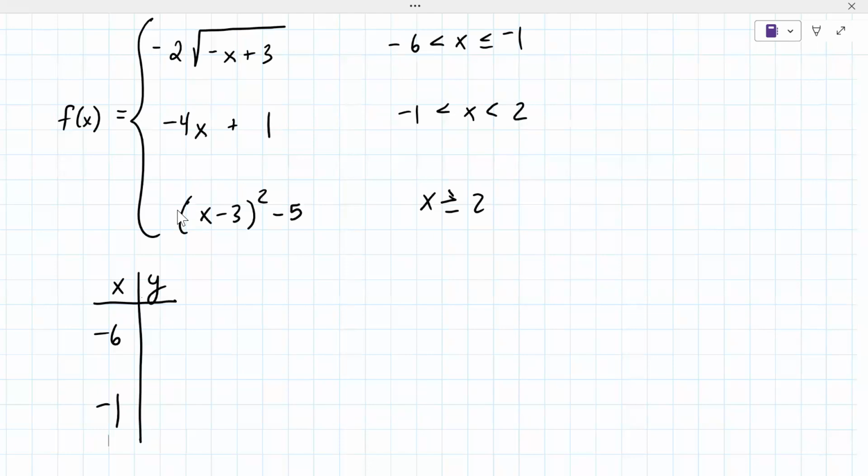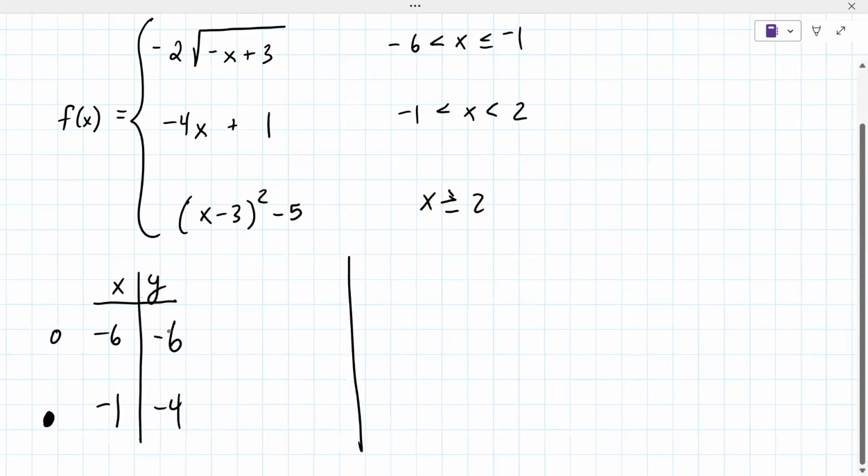Okay, so -6, -6. And then -1, -4. Is it an open or a closed circle, each of those? The first one is open, the second one is closed. All right, very good. So make me a T-chart for the next one, please.